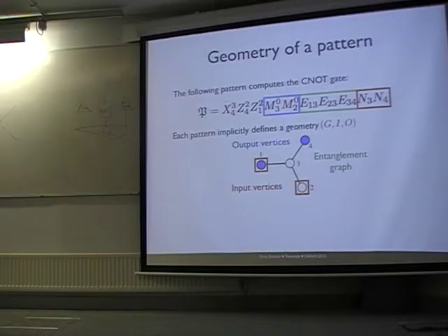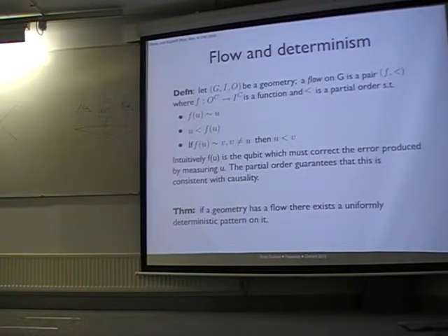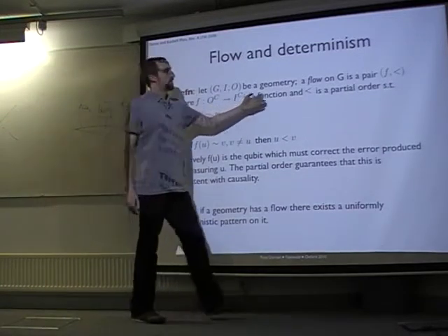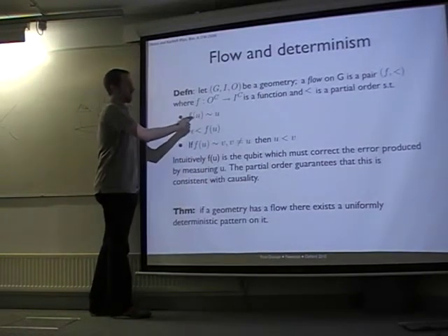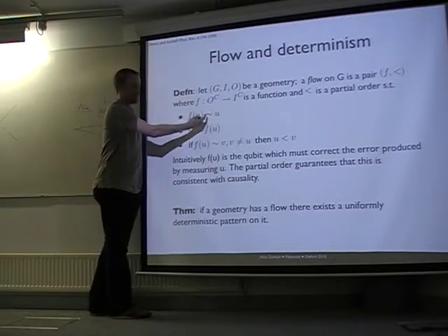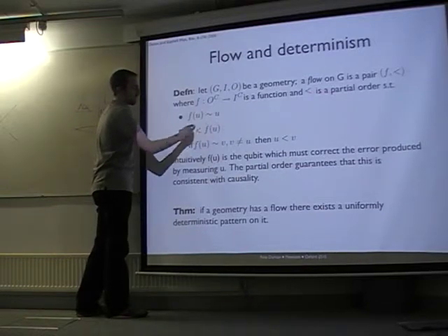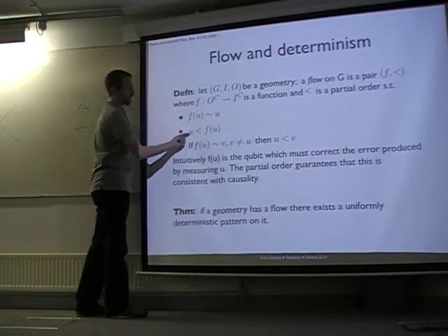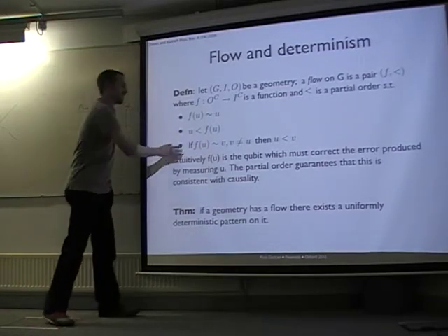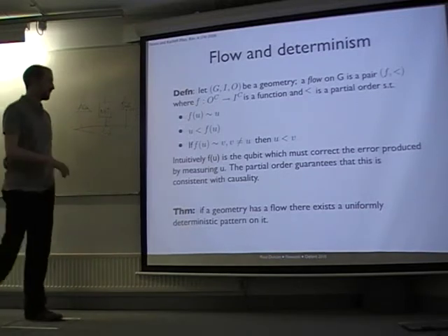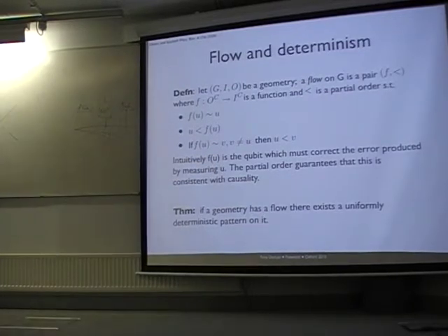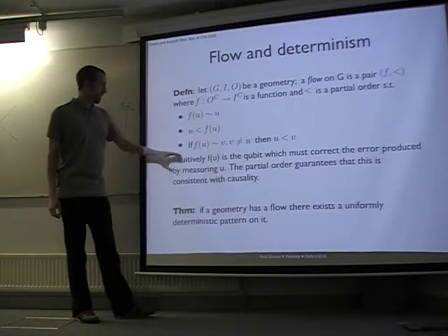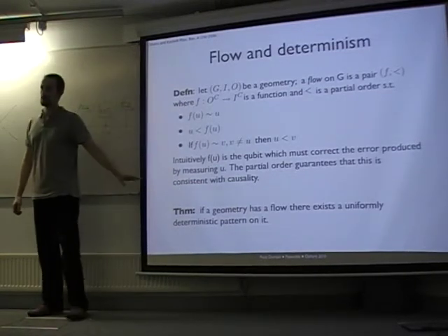Now the geometry is important for the property of flow. So the idea is as follows. A flow, given this geometry, is a function and a partial order. And it has the property that when you give a non-output qubit to this function, it gives you back something which is connected to its input in the graph. The image of a qubit will be after the initial value in this order. And then you have this second condition, which I won't really mention. But the idea is that this function f is telling you the successor of the qubit you're looking at in some kind of order. And the theorem is that if you can put a flow on this geometry, then I can find some program using that geometry which can be executed deterministically. Okay?